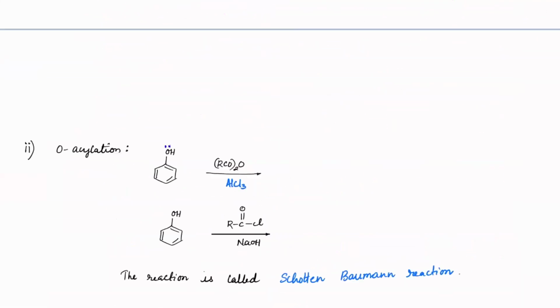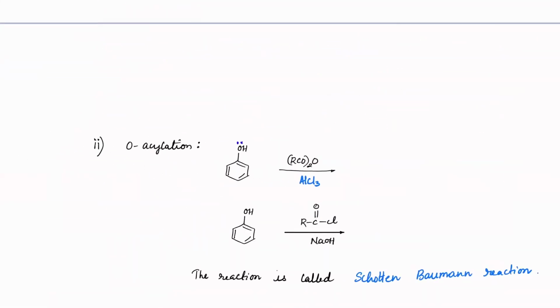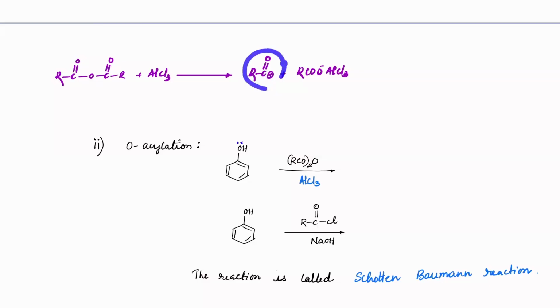The same goes with acylation also. That means, if you recall the acylation part, you need to first generate an acyl group, to which we usually take anhydrous AlCl3, and that will give you RC double bond O plus RCOO minus AlCl3. Okay, and it is that acyl group which will attach on phenols here.